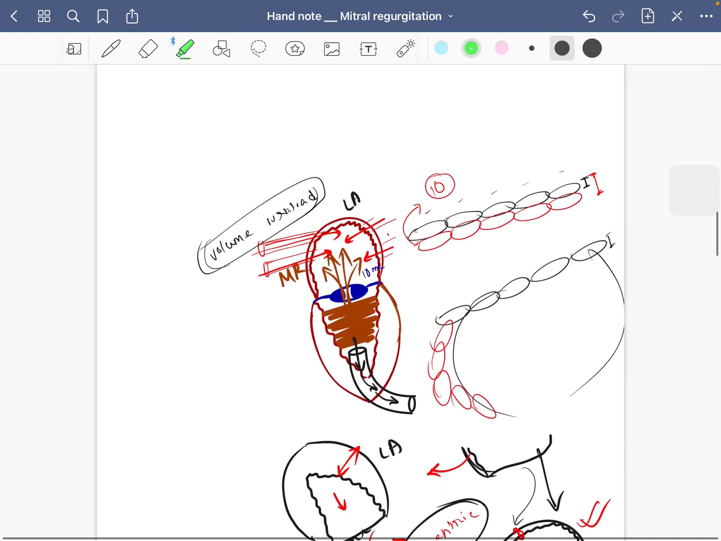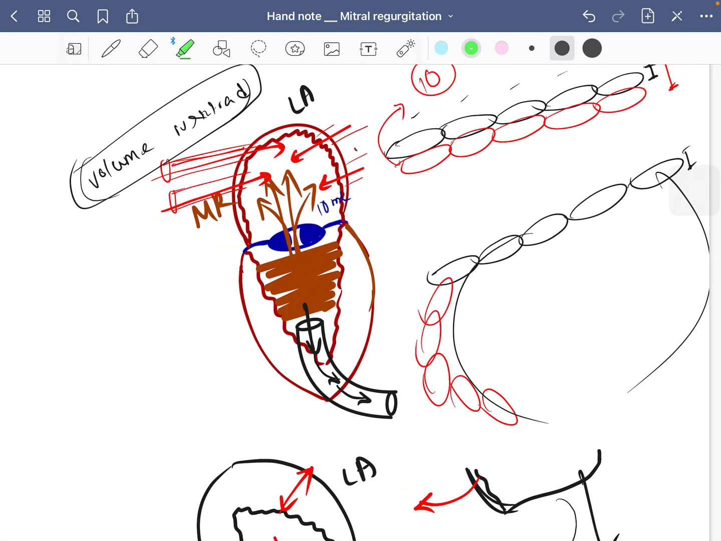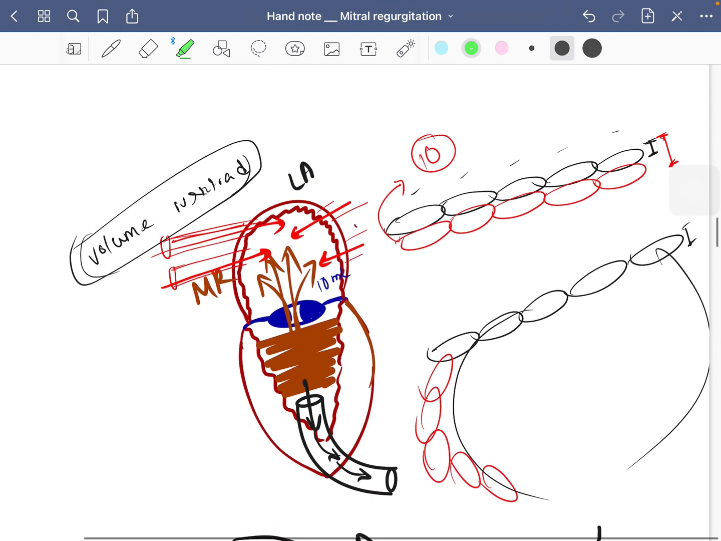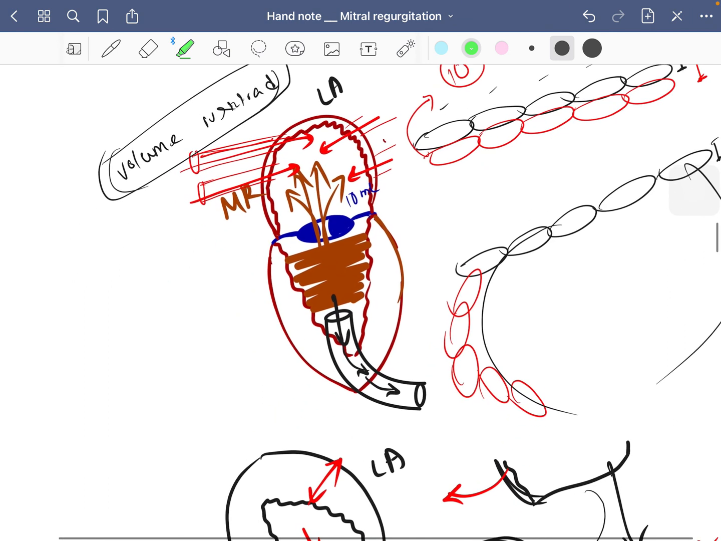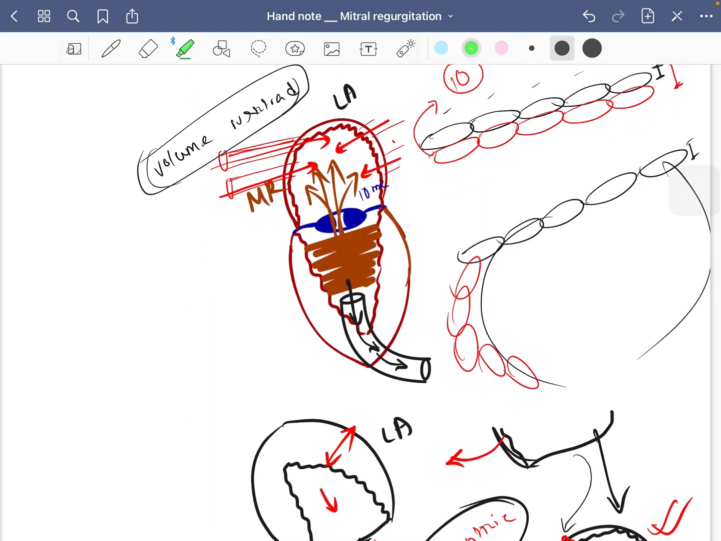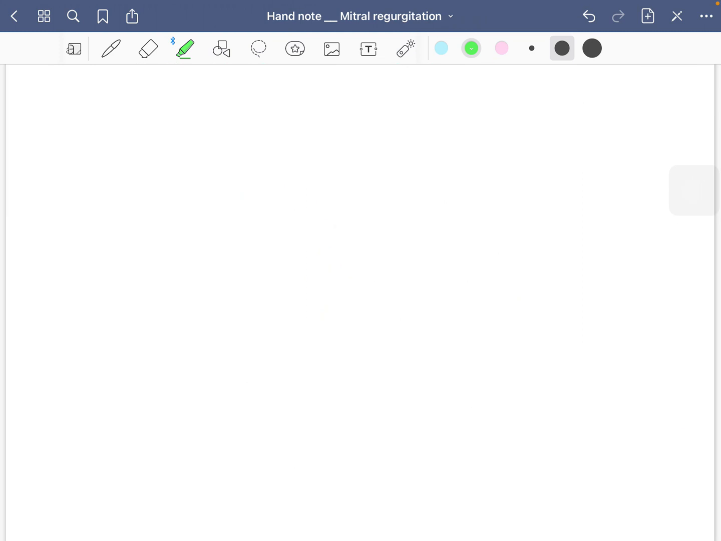So let me know your answer: will there be any hypertrophy in the left ventricle in case of mitral regurgitation? Because you are saying that the left atrium is getting extra blood, but we cannot see that the left ventricle is getting any extra blood. So will there be any hypertrophy or cardiomyocyte changes in the left ventricle? Definitely. This is another interesting thing. So let me explain it.